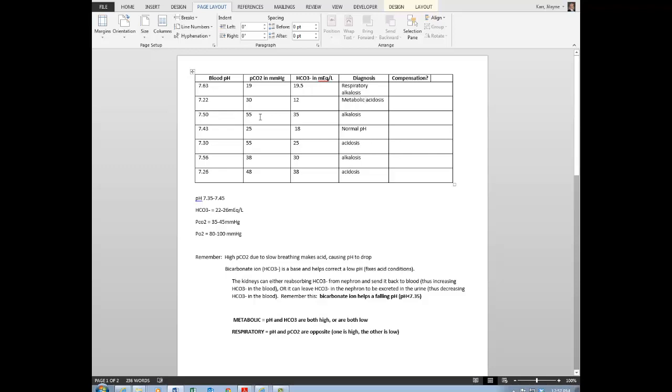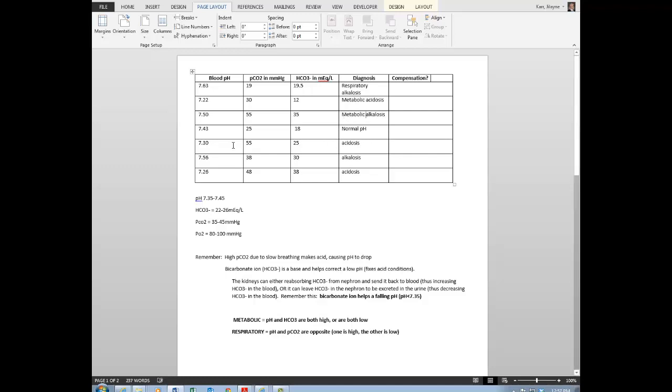So looking at this one, we have a high PCO2 and we have a high pH. That doesn't match for respiratory because they should be opposite if it's a respiratory cause. So let's look at the bicarbonate. For the bicarbonate ion, I have a high bicarbonate and a high pH. Those are both high, so therefore I know this is another metabolic cause. So it's something outside of the lungs that is causing this problem. Now this one was normal, so we'll skip that one and go on to the next one.